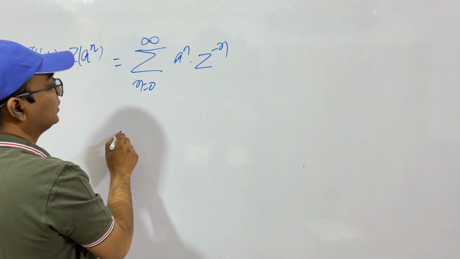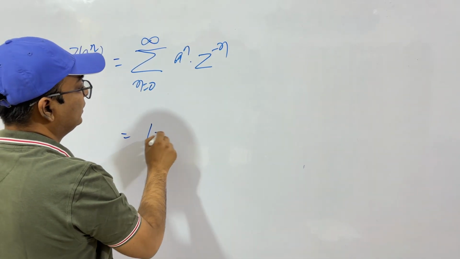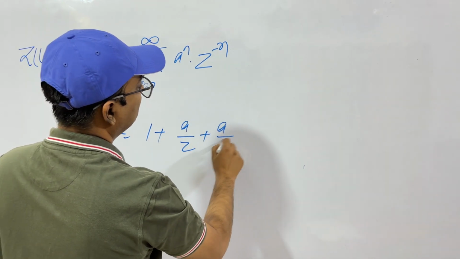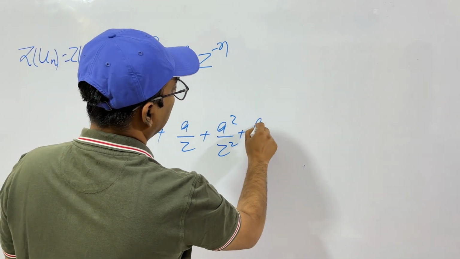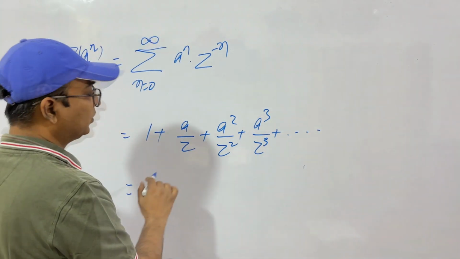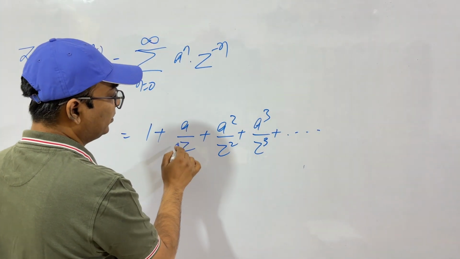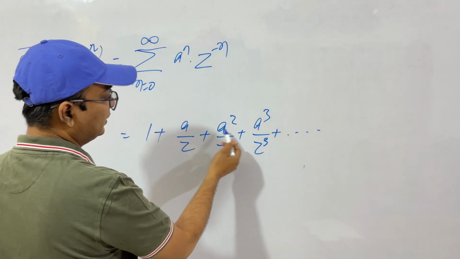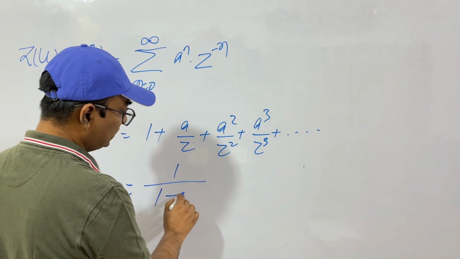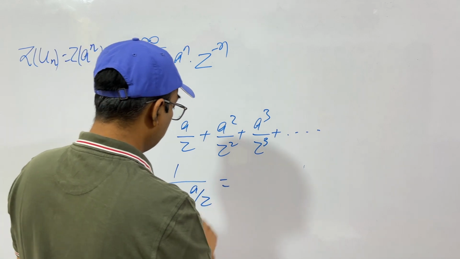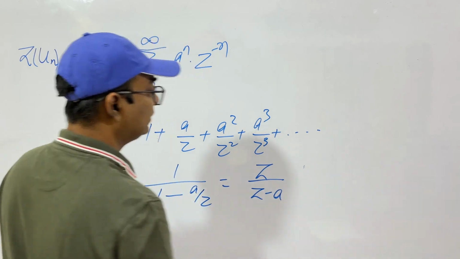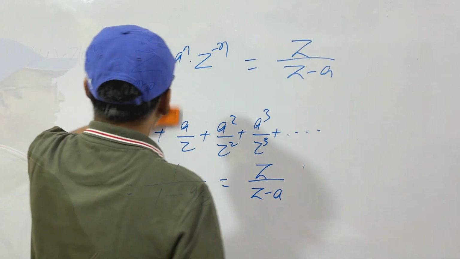So you put 0, this will be 1. Then you put 1, so this will be a by z. Then a squared by z squared, a cubed by z cubed, and so on. This is a geometric progression where the ratio is a by z. See, this by this is a by z, this by this is a by z. So you know the sum is 1 by 1 minus r, so 1 by 1 minus a by z. So what you get is z by z minus a. This is the standard result.